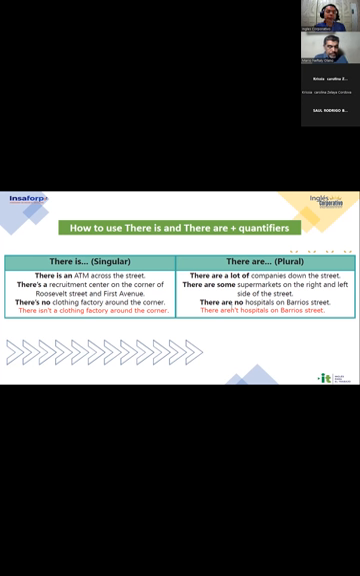There's a recruitment center on the corner of Roosevelt Street and First Avenue. Recruitment, Roosevelt Street, First Avenue. There's a recruitment center on the corner of Roosevelt Street and First Avenue.